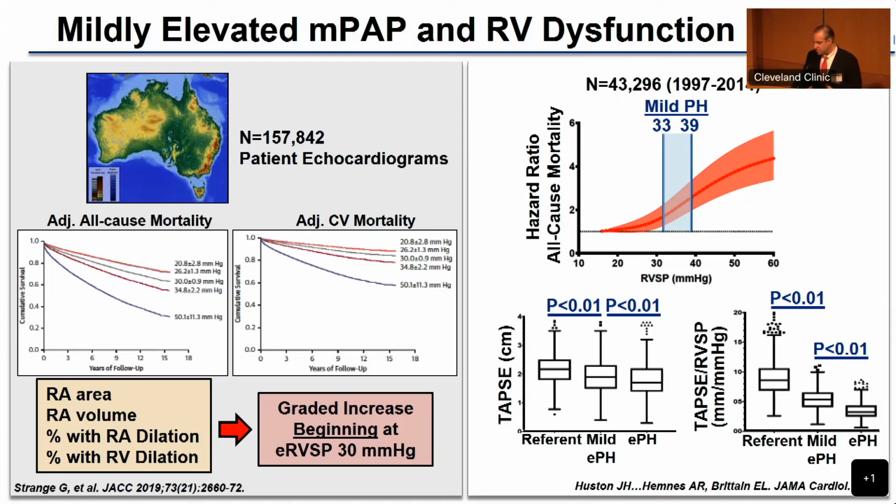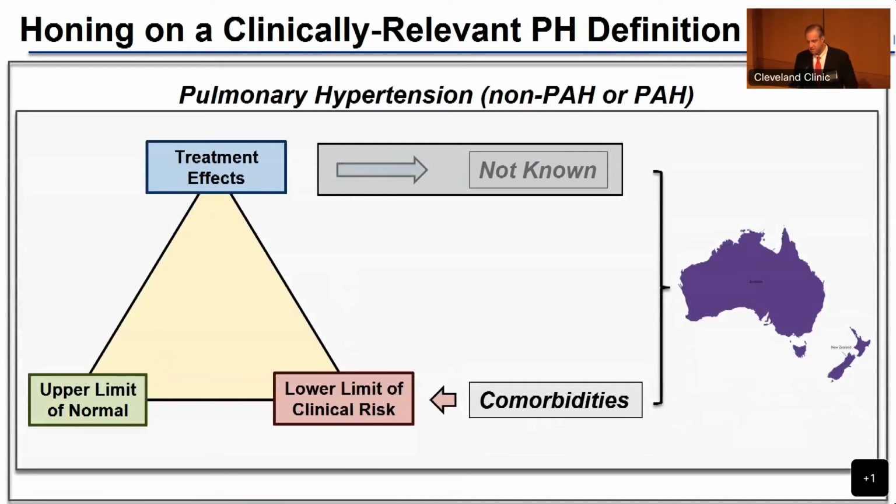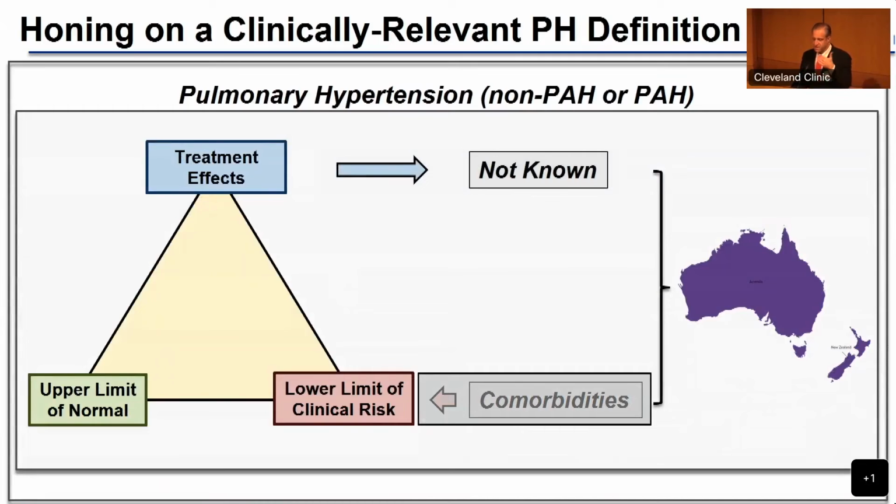So between these two cohorts, we're really setting the stage that we're observing an important pathogenic effect, at least on a population level, that links mild PA pressure elevation with changes that are unfavorable to the RV. And I want to talk on the third part of this triangle about the treatment effects. These are very preliminary data that have been published, but I think it's reasonable to introduce this concept because this is going to become more important.